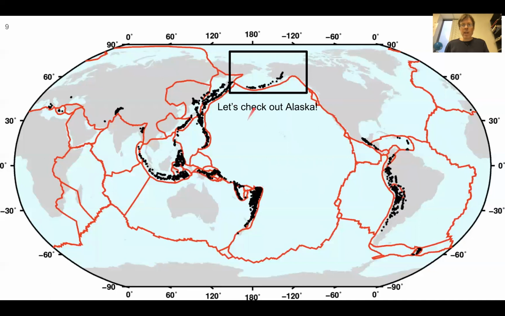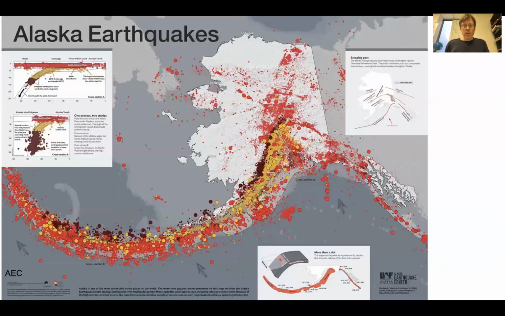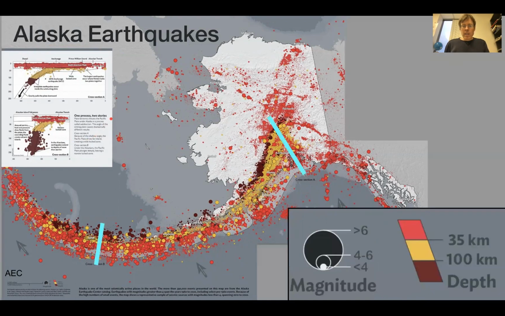So let's check out Alaska here. We can already see some of the dots representing these significant earthquakes that are deep. And here's a map of the earthquakes in Alaska provided by the Alaska Earthquake Center. There are some inset maps that we'll look at and focus on. So we look in here on the legend.